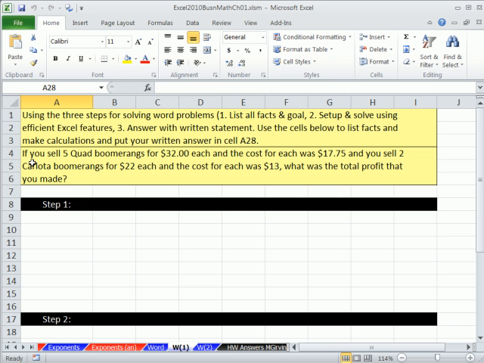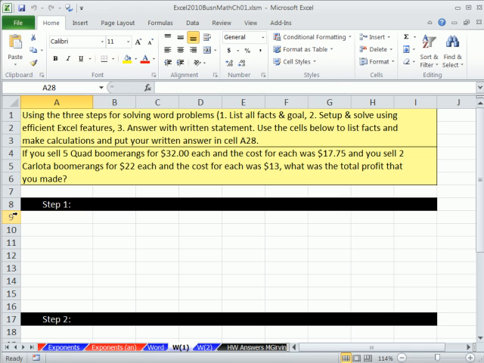All right, here's the question. If you sell 5 quad boomerangs for $32 each, and the cost for each was $17.75, and you sell 2 Carlota boomerangs for $22 each, and the cost for each was $13, what was the total profit that you made?